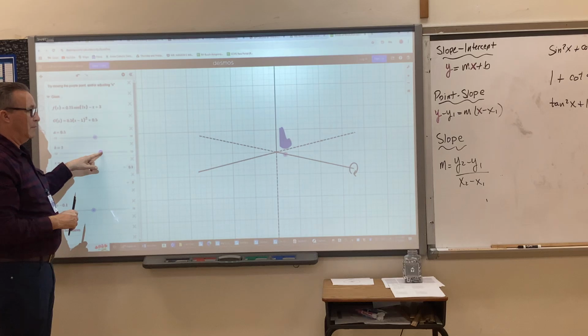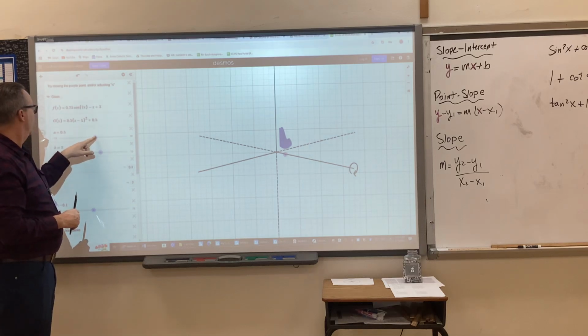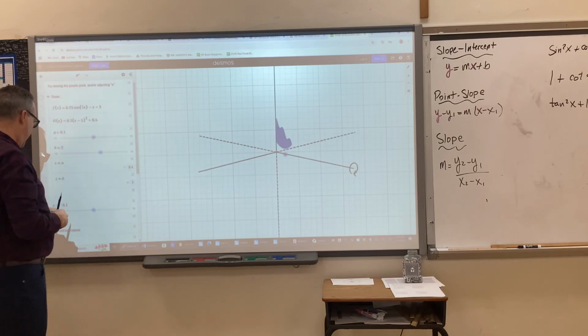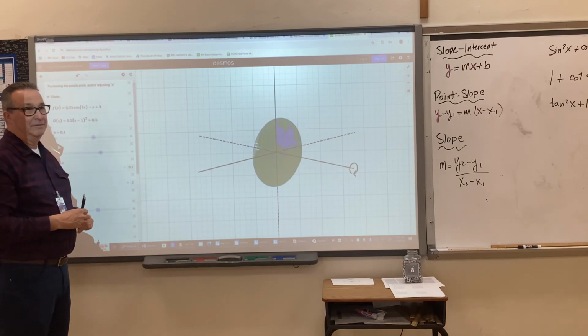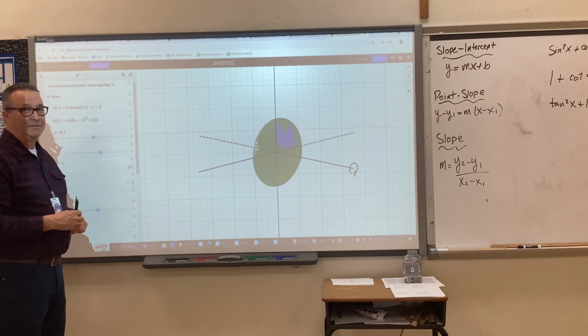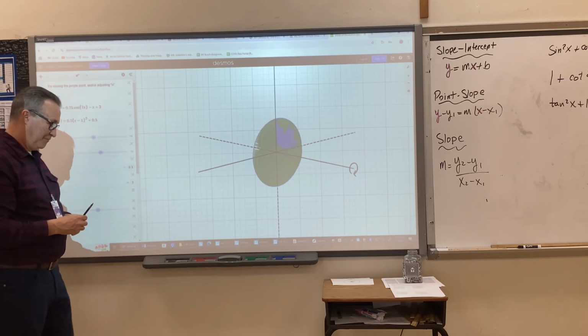It's not really moving. It's not really moving either. Oh, this is the shape of it. Like that. Right? You see it? So that's what we're going to find the volume of today.